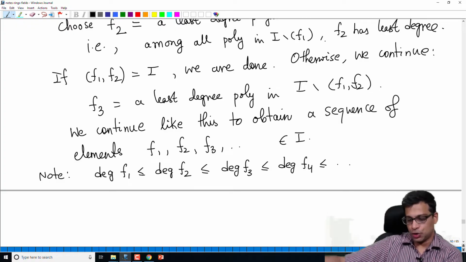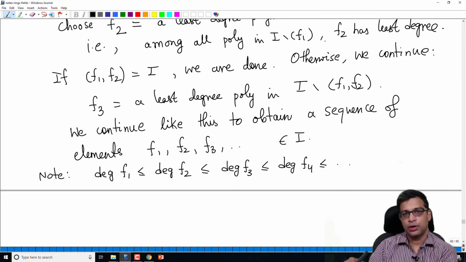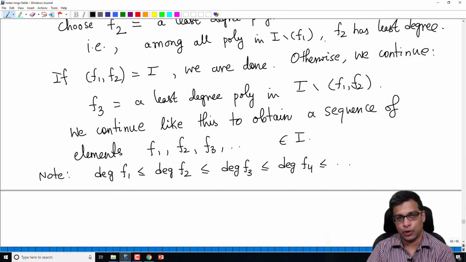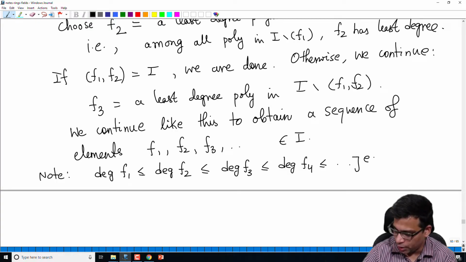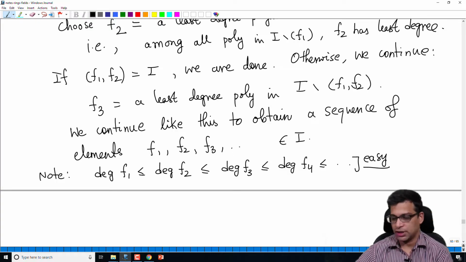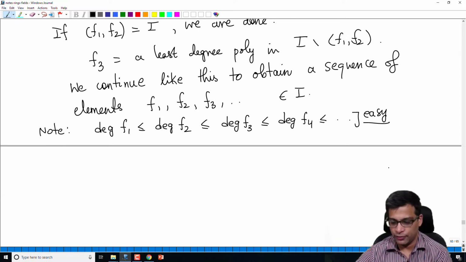Now F3 will be chosen after F2. So if F3 has strictly a smaller degree than F2, we would not have chosen F2 in step 2. So degrees keep increasing like this. Okay, this is a very easy point. Think about it for a minute, pausing the video, if it's not clear to you.